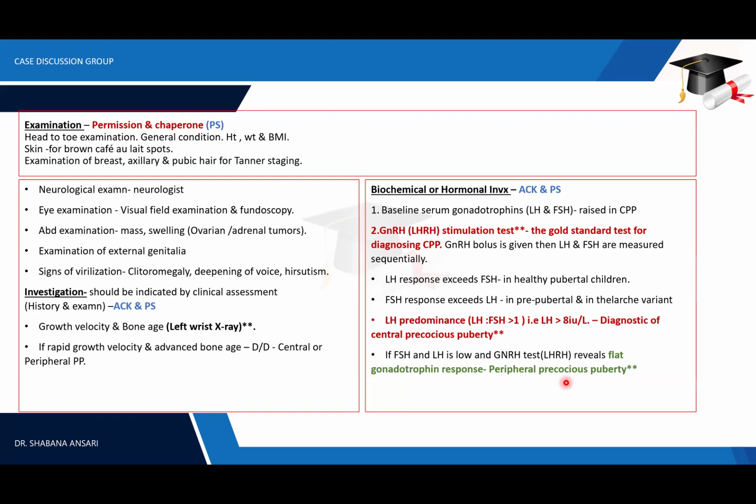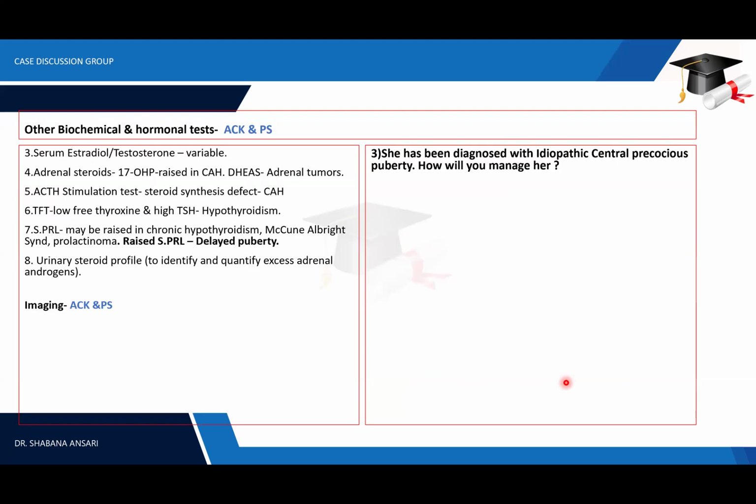All right, so just to know what other tests can be done, which can help us to know the causes of peripheral precocious puberty. So yes, we can do the serum estradiol or testosterone. Sometimes result can be variable. Adrenal steroids, important one is 17-hydroxyprogesterone. If it is raised, it is indicative of congenital adrenal hyperplasia.